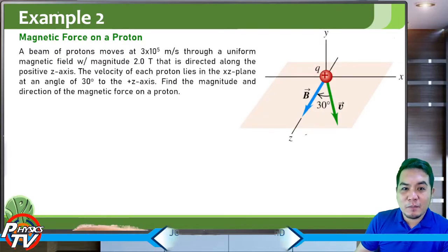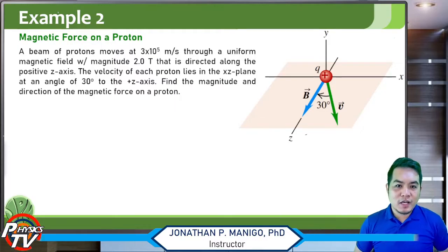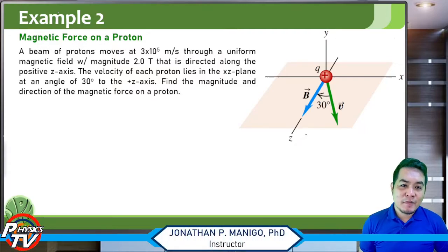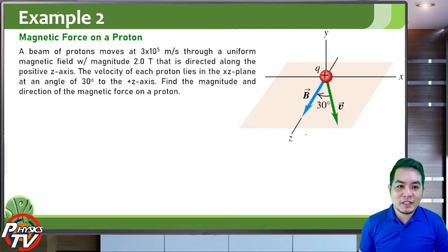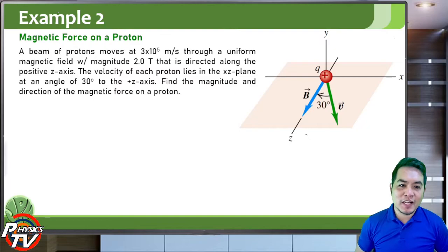Okay, another example, magnetic force on a proton. You have protons moving at 3 times 10 to the 5 meters per second through a uniform magnetic field B, with magnitude of 2 Tesla, directed along the positive z-axis. The velocity of each proton lies in the xz plane at an angle 30 degrees to the positive x-axis. Find the magnitude and direction of the magnetic force on a single proton.